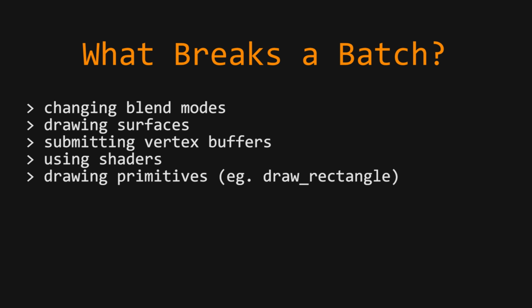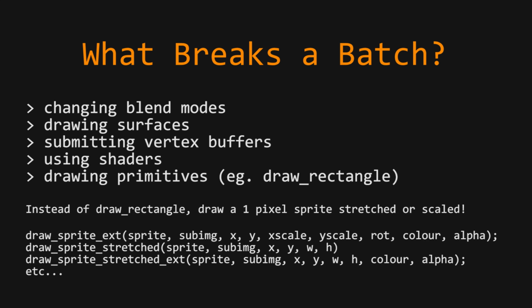Most of the time, it's going to be far more performant to draw a sprite than it is to draw one of those primitives. So instead of using draw_rectangle, what you can do is draw a 1 pixel sprite, stretched and colored as you want it, because that will not break the current vertex batch.